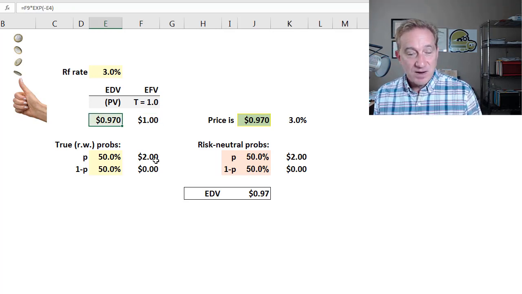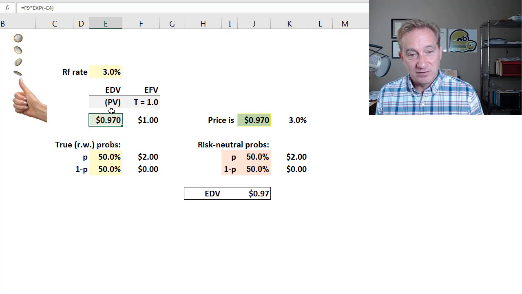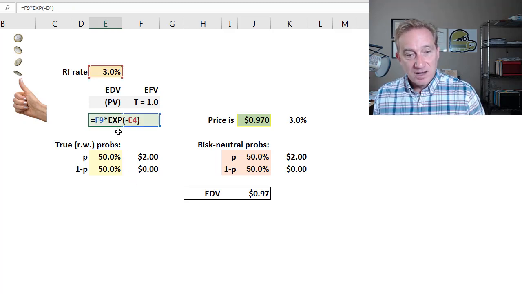And then we might discount this to the present value. And here, I'm going to just assume that my risk-free rate of 3%, you can see, is with continuous compounding. The math is easier.